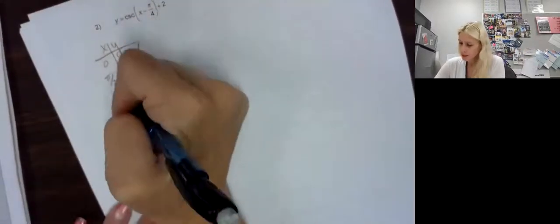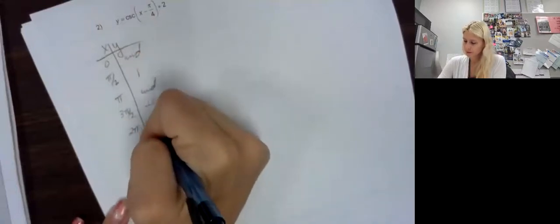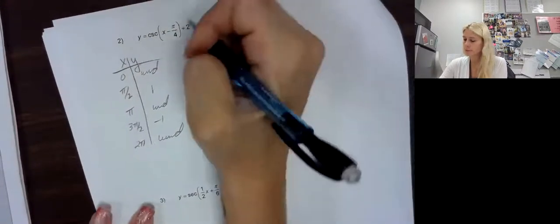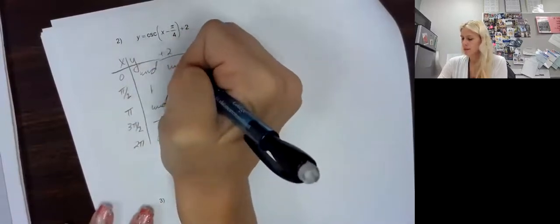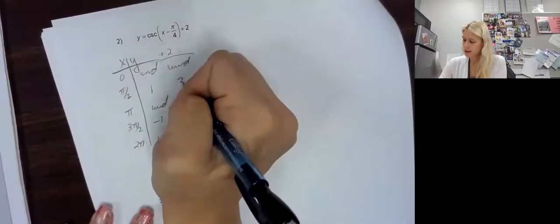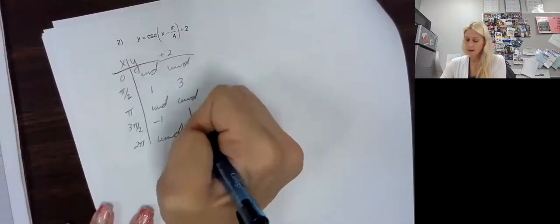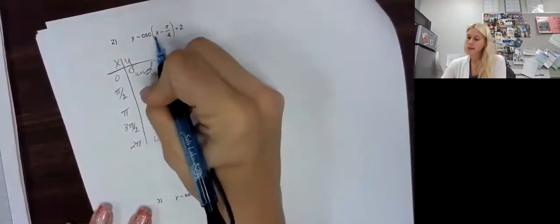1, undefined, -1, undefined. Okay, it looks like we're doing a vertical shift up of 2. So add 2 on. We get undefined, 3, undefined, 1, undefined.